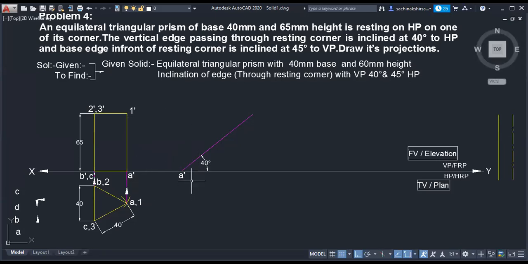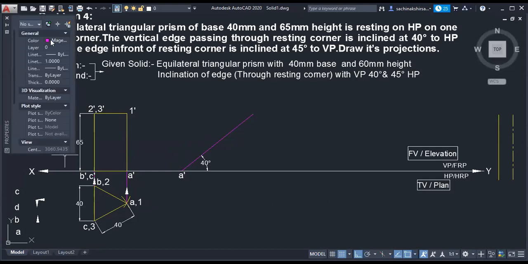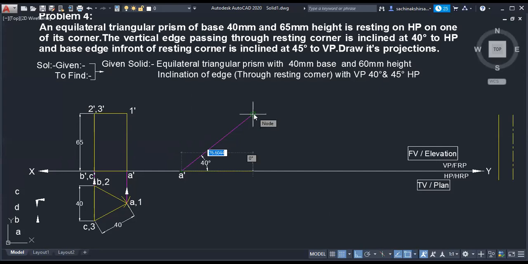First I will locate A dash on that point, so this corner will remain on the XY line. Now I have to locate 1 dash. How am I going to locate 1 dash? 65 mm distance, because we know the height. So we can take distance equal to 65 in the compass and draw an arc. Here one point will come. That point will be our 1 dash.